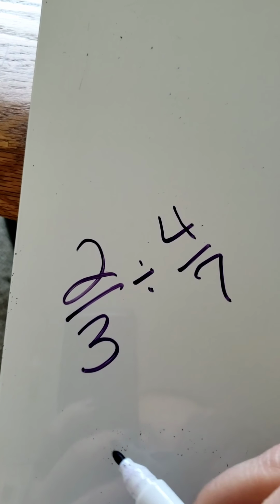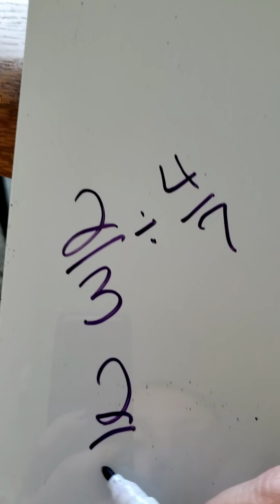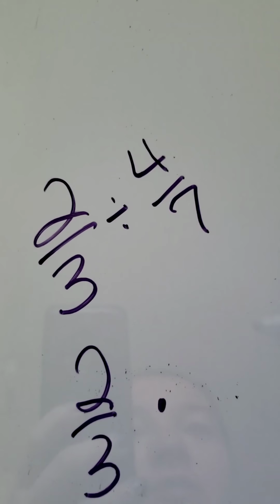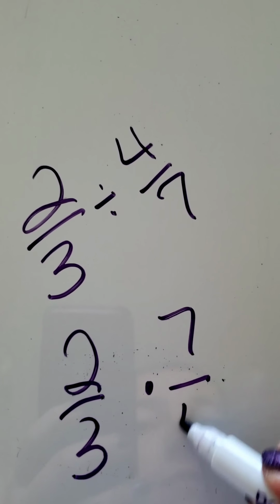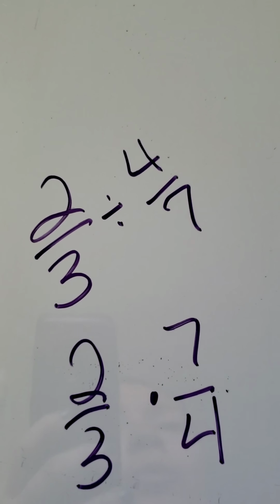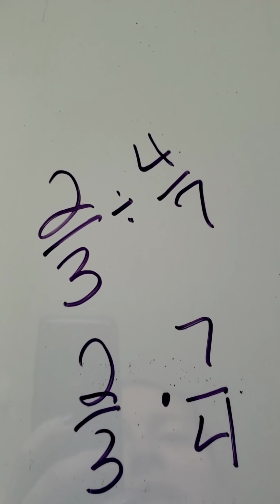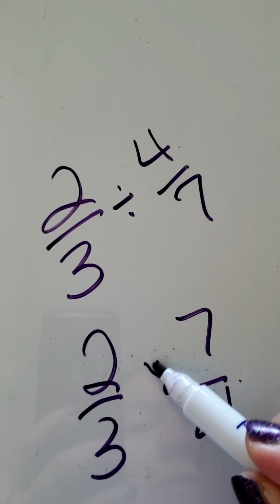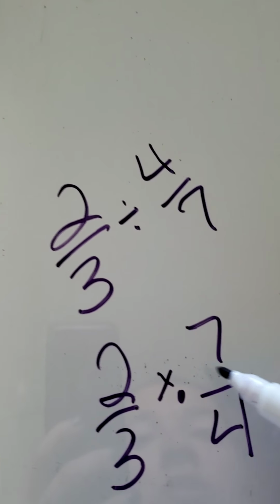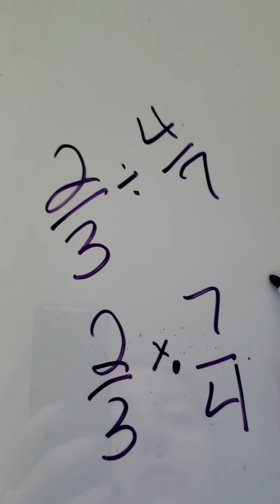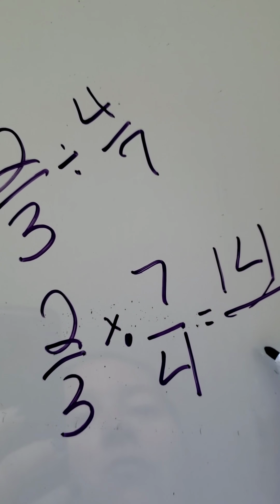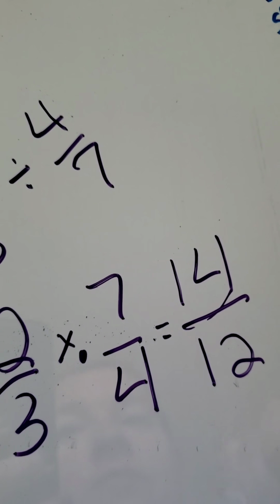Okay, and then we're going to copy, dot, flop. Flop means to flip it, so I'm going to flip the second fraction. Perfect. And what does a dot mean in math? It means multiply. So now we multiply straight across. I'm going to multiply 2 times 7 to give me 14, and 3 times 4 to give me 12.